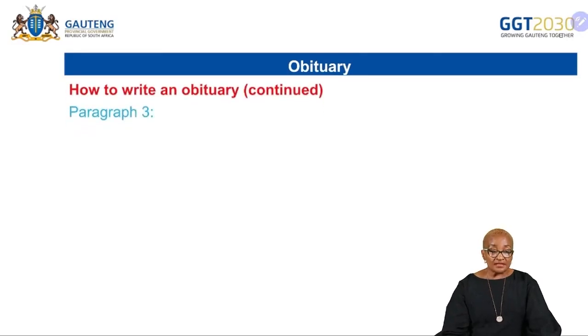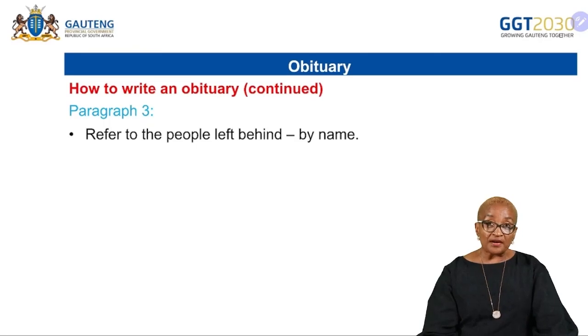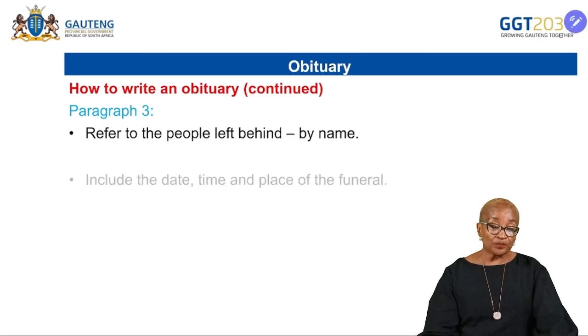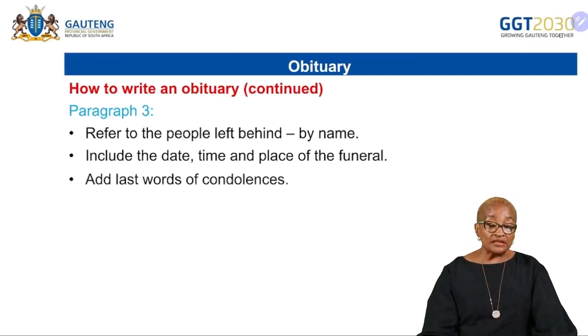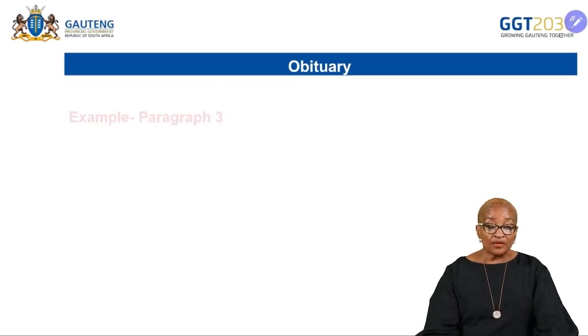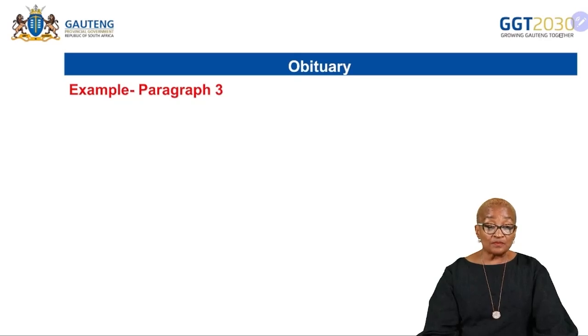Let's have a look at the third paragraph of your obituary, how to write it then. In this paragraph, you need to refer to the people left behind by name. Not just giving numbers, you also have to give names. Include the date, the time, and place of the funeral. You also need to add last words of condolences. Let's have a look at that example for paragraph 3.